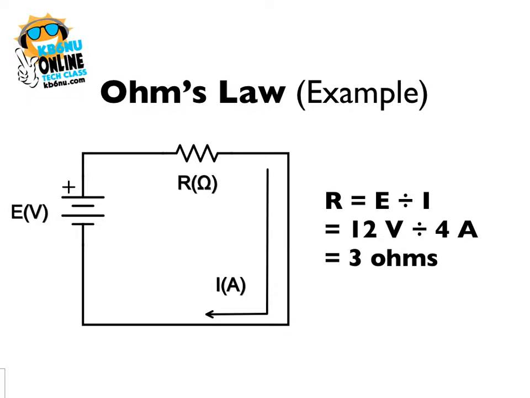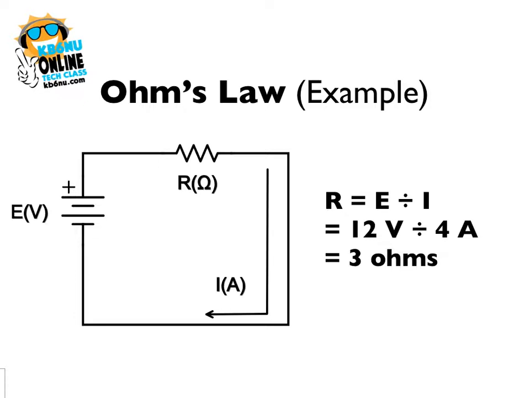Question: what is the resistance of a circuit that draws 4 amperes from a 12-volt source? Answer: 3 ohms. Again, R equals E divided by I equals 12 volts divided by 4 amperes, and that works out to be 3 ohms.